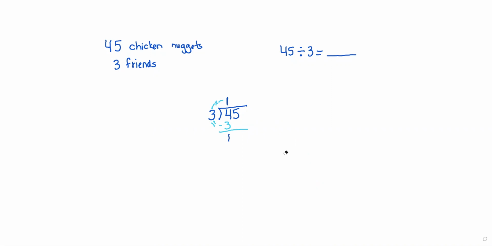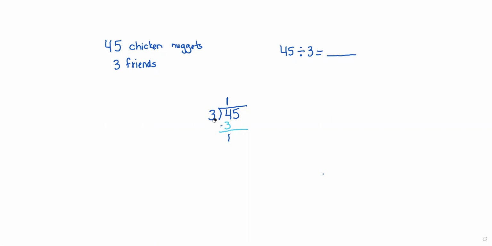Now, before I go any further, I want to make sure, is 3 greater than 1? Yes, 3 is greater than 1, so I don't need to worry about doing that part of the problem over again. Once I know that 3 is greater than 1, as long as our number up here on the side is greater than the number down below, we're good to go.